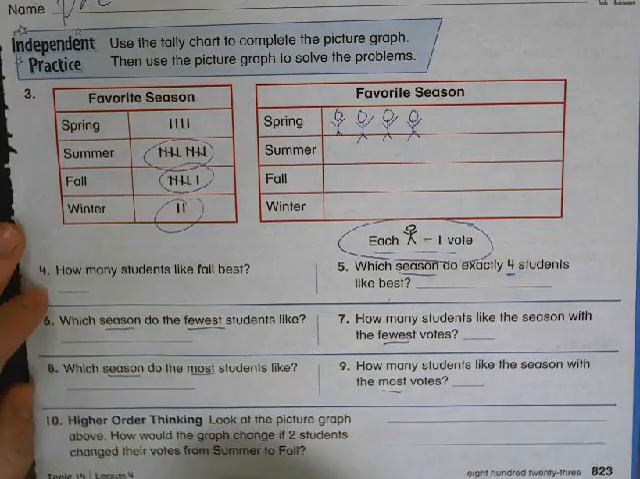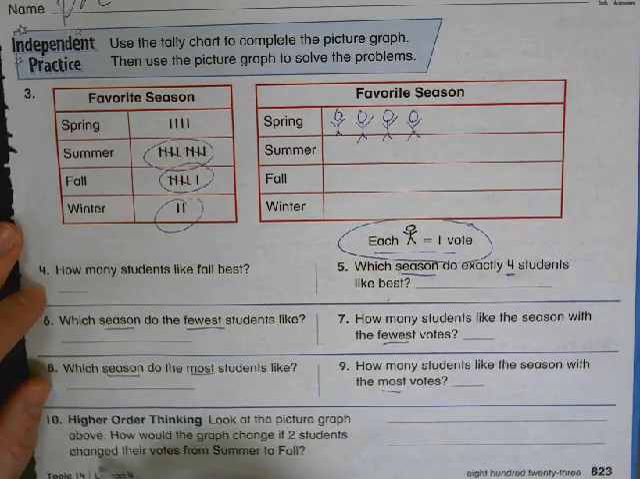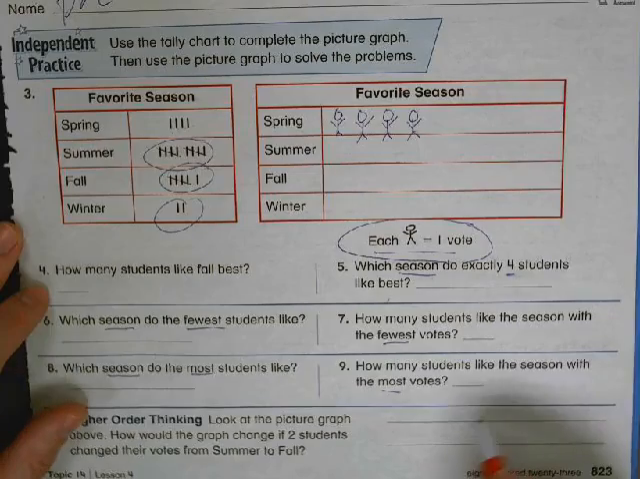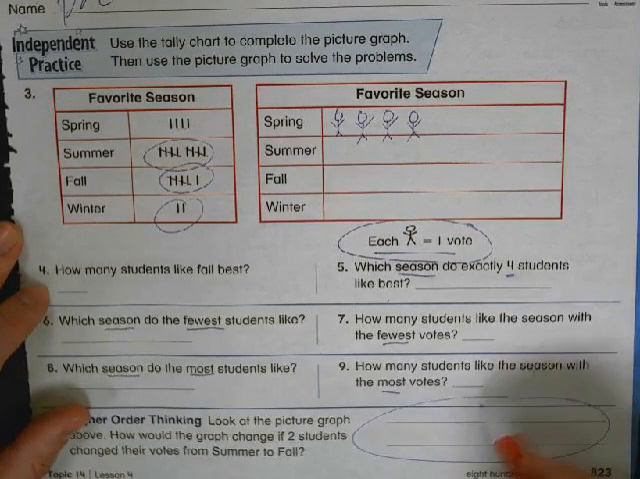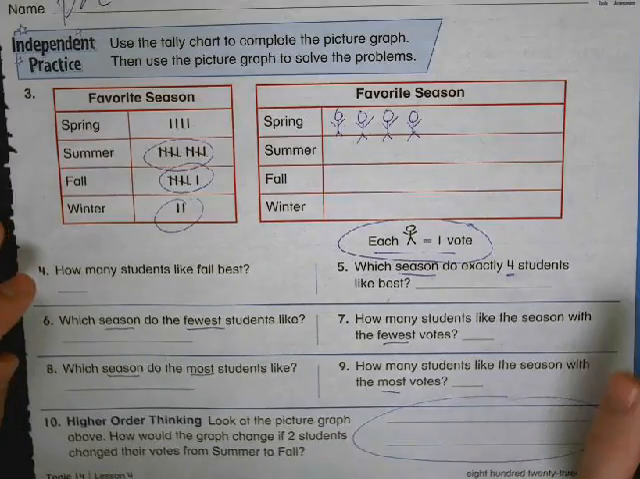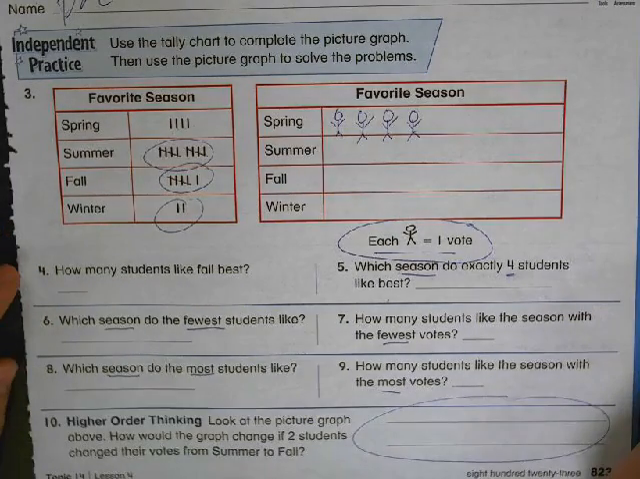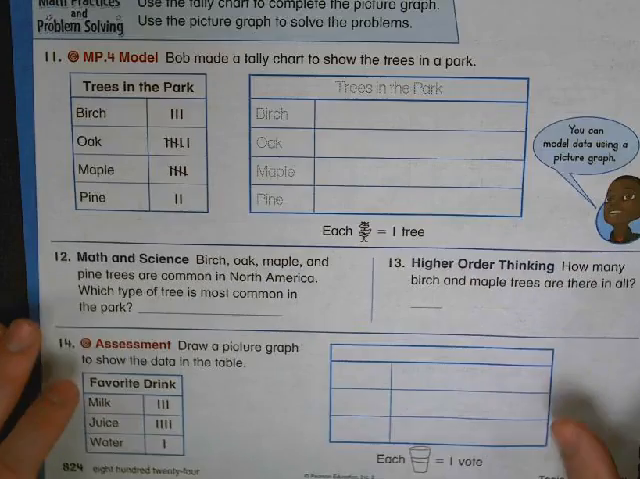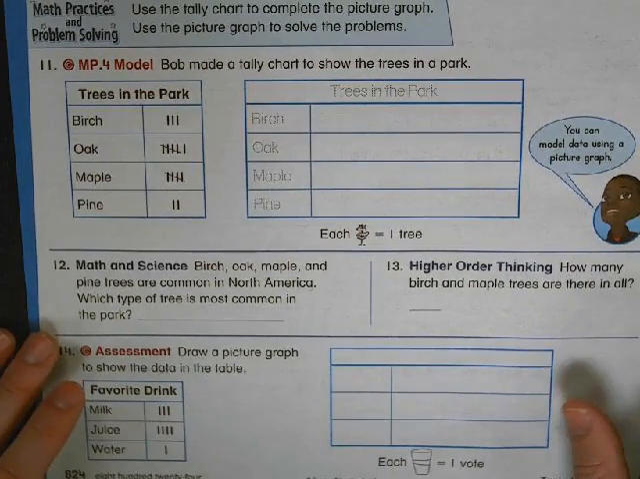Look at the picture graph above. How would the graph change if 2 students changed their votes from summer to fall? How would it change? How would it change if 2 students change their votes from summer to fall? Describe that. On the back, it says use a tally chart to complete the picture graph.